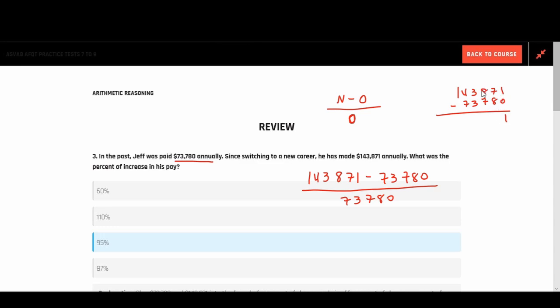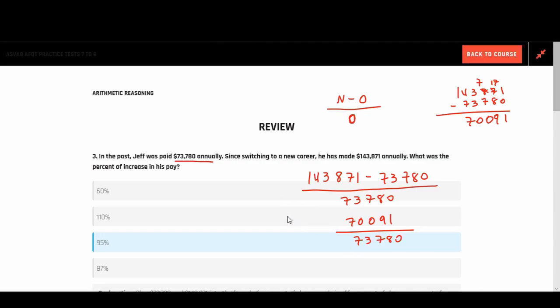7 minus 8 we can't do. We have to borrow. This becomes 7. This becomes 17. 17 minus 8 is 9. 7 minus 7 is 0. 3 minus 3 is 0. 14 minus 7 is 7. So in other words, his salary went up by $70,091, and his original salary is $73,780.